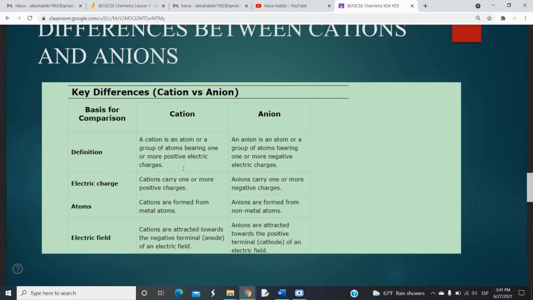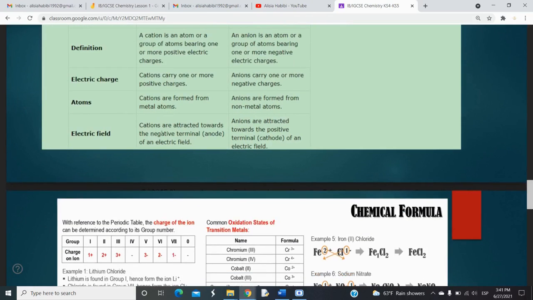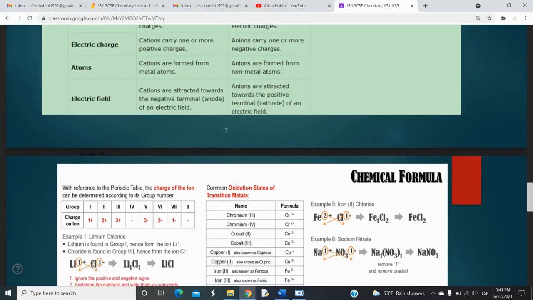So the electric charge for cations is that they carry one or more positive charges, while anions carry one or more negative charges. Cations are formed from metal atoms. Anions are usually non-metal atoms. Cations are attracted towards the negative terminal, obviously because they're positive, so they are attracted to the negative. And the anions are the opposite, which are attracted to the positive terminal.